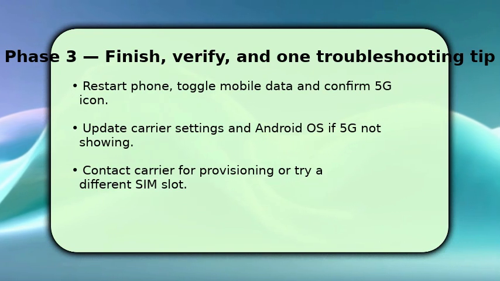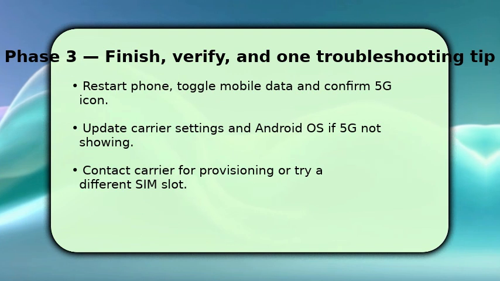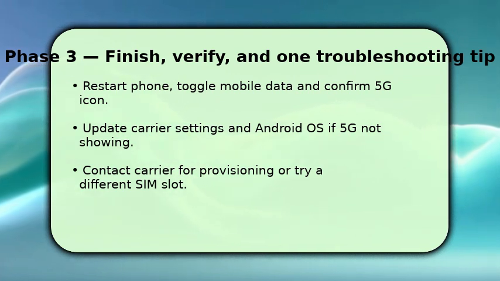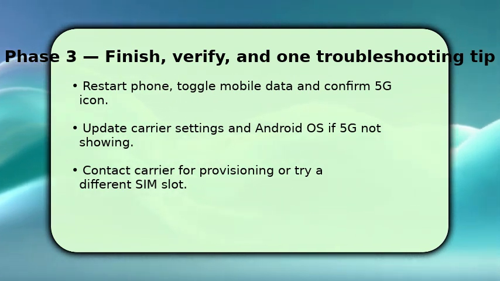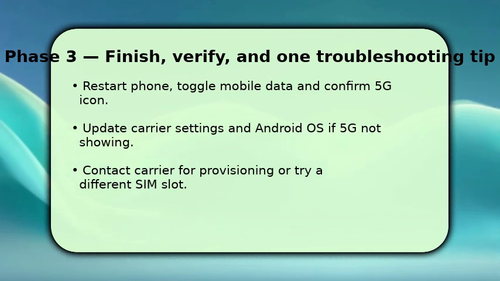If not, make sure carrier settings and Android updates are installed, because provisioning can require firmware or carrier updates. If problems persist, swap SIM slots, try a different 5G SIM, or contact the carrier to confirm your plan is provisioned for 5G. Key troubleshooting tip.